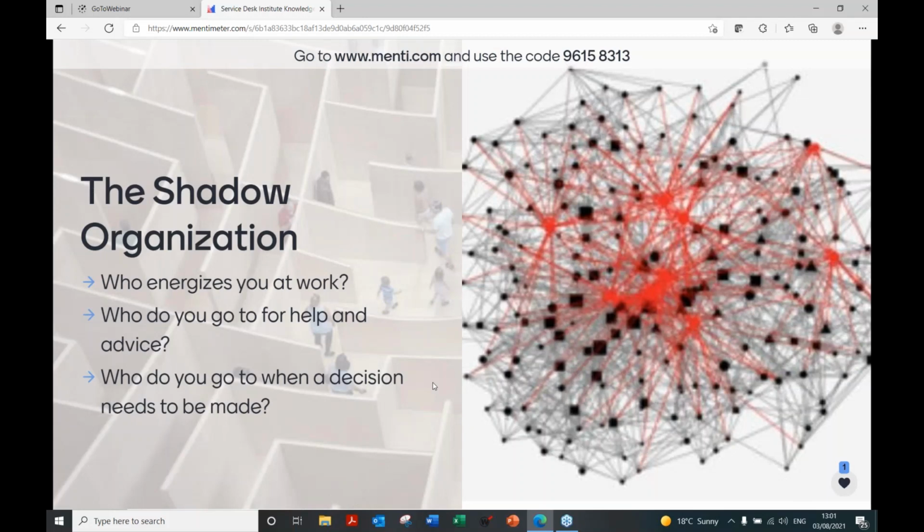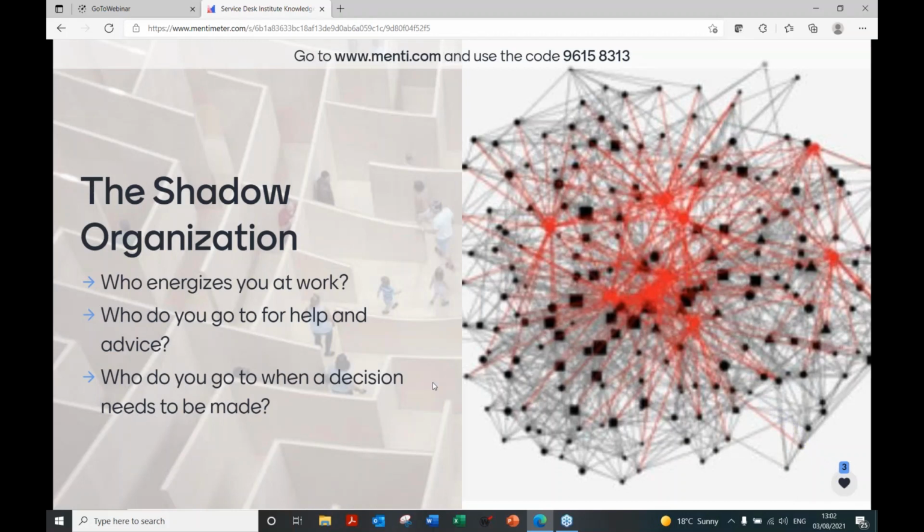Back in 2015, a company called Carter, which was a startup equity platform, embarked on an experiment, which was to map what they called their shadow organization. They did this by asking their 250 employees 3 separate questions. Who energizes you at work? Who do you go to for help and advice? And who do you go to when a decision is needed? They invited them to list 4 or more people in response to each of those questions. And then they did a network diagram, and you can see that on the right-hand side, the rather blurred image on the slide.